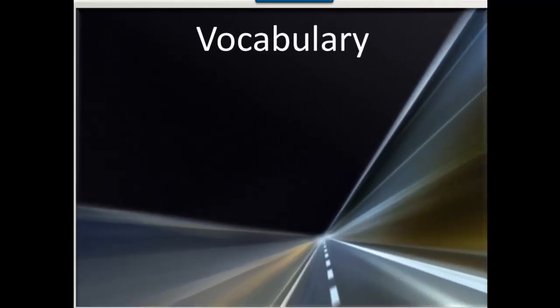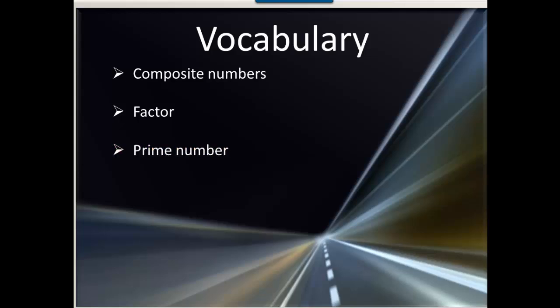We will be talking about some vocabulary words you will be using in your summary. You will be talking about composite numbers, factor, prime number, product, prime factor, and prime factorization. We will now look at each one of these vocabulary words individually.